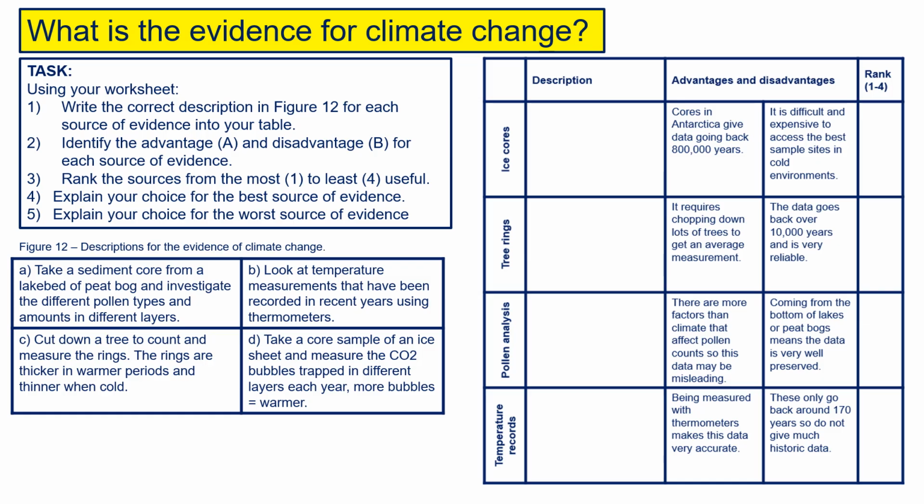What do you think is the most reliable piece of evidence to prove that the Earth's climate is changing? Once you've done that, if you could explain what you think is best and explain what you think is worst. I'll pause it there and let you do that for me.